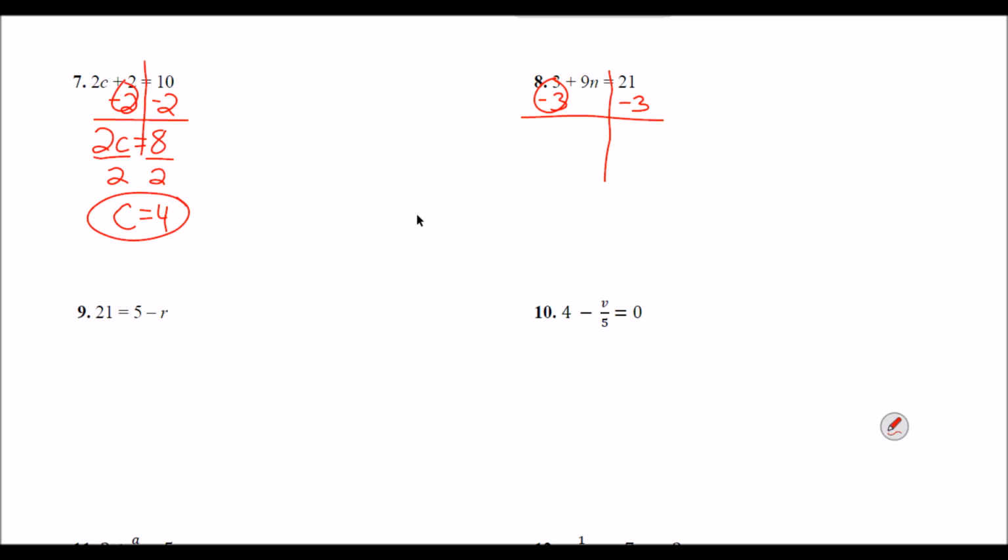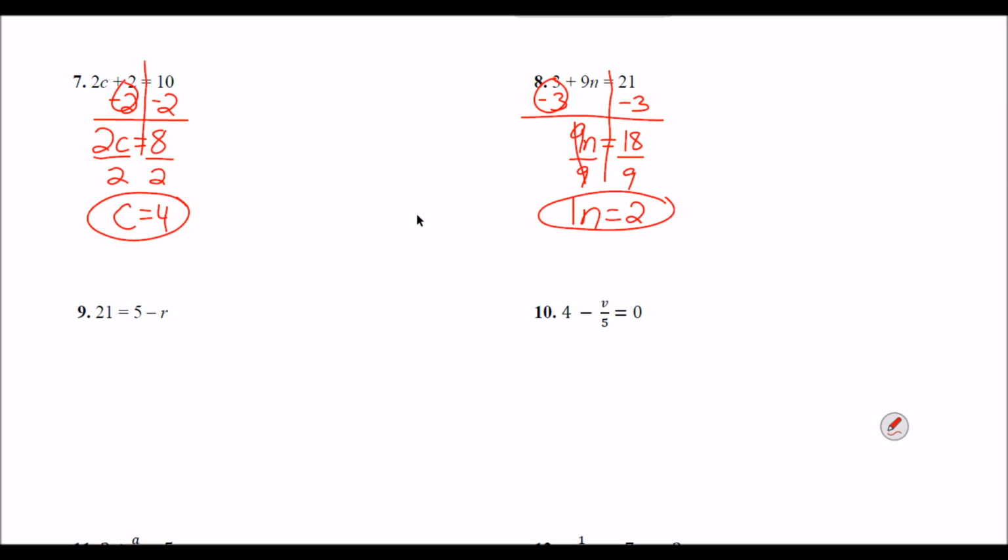The plus 9n, actually the plus sign just goes away. That basically turns into a positive sign now when it's in front of a coefficient, which is the number in front of a variable. 21 minus 3 becomes 18. In between the 9 and the n is multiply, so we want to divide. So 9 divided by 9 gives us the 1n. 18 divided by 9 gives us 2.